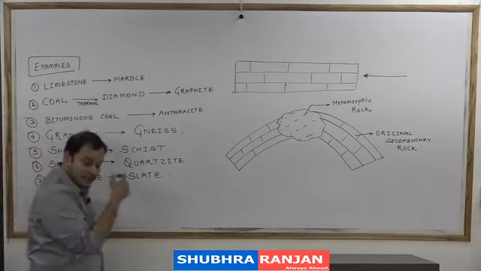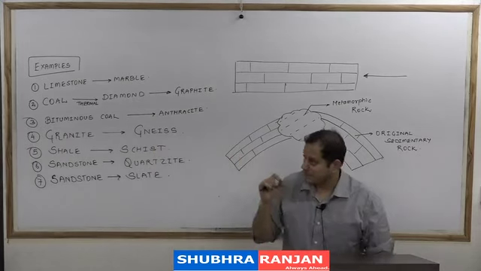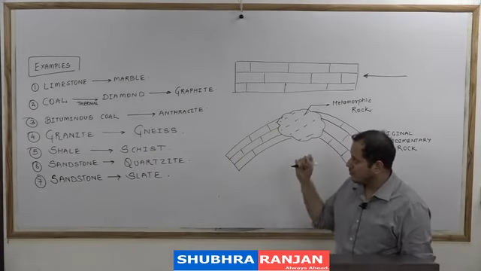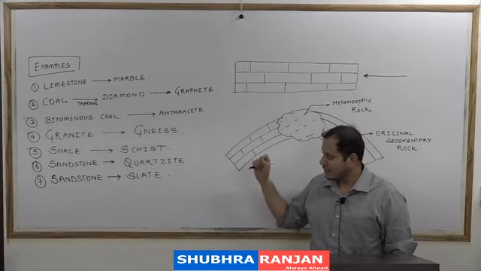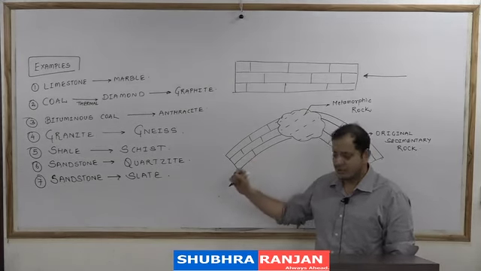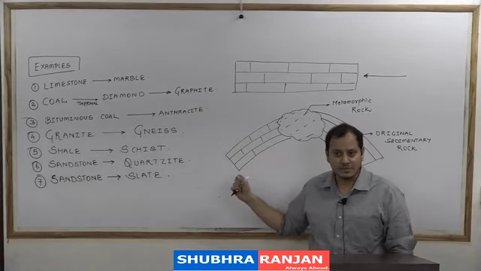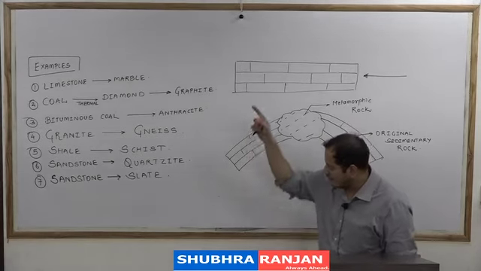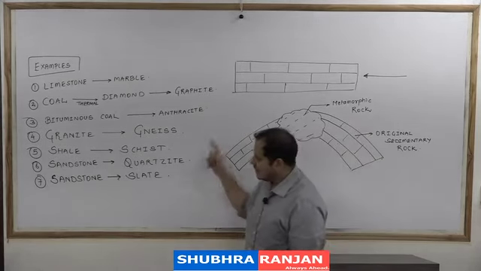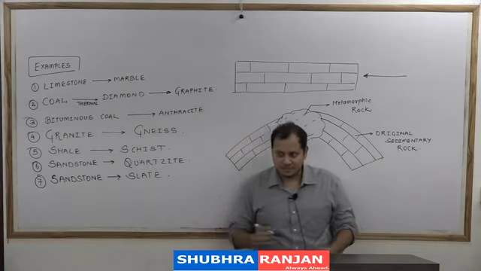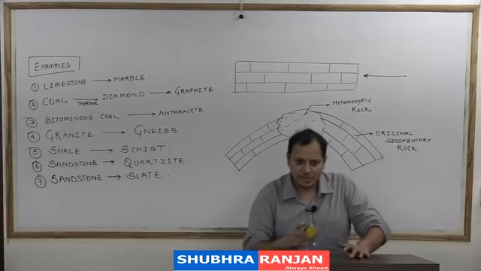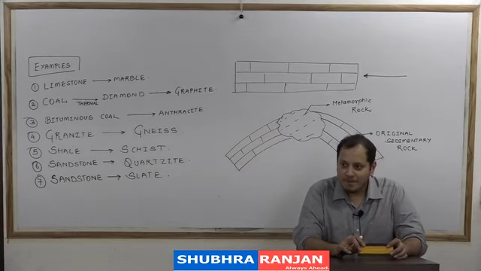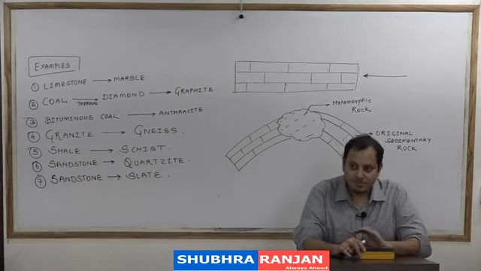So these are an example of the metamorphism. Limestone into marble, coal into graphite, the bituminous into anthracite, granite into gneiss, shale into schist, sandstone into quartz, or sandstone can even be converted into slate. Remember this for Indian geography also, remember this even for preliminary examination. Fine with this? No, non-reversible. Sir, whether it becomes quartzite or slate will depend on pressure, temperature, many things.